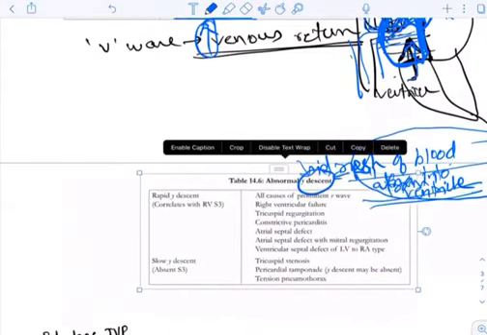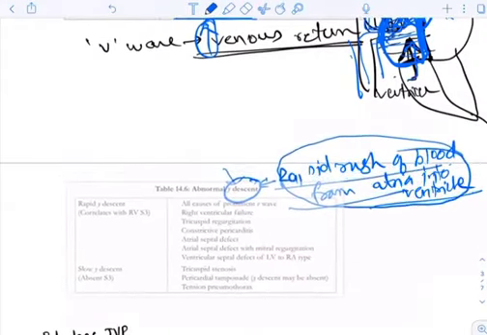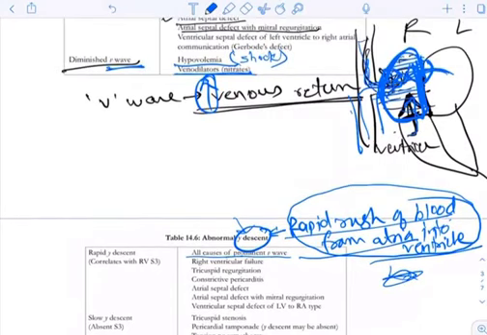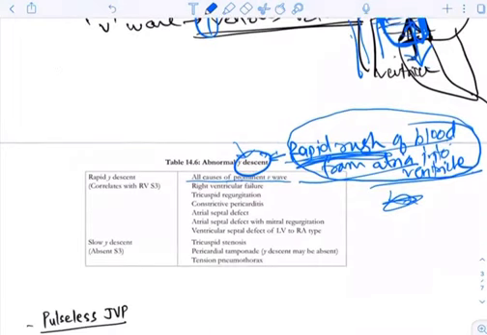Rapid Y descent means the Y descent will be very fast. In rapid Y descent, all the causes of prominent V wave apply. It means that whatever will increase the venous return will also cause rapid Y descent. That is so true, because if the blood volume here increases, the volume going into the ventricle also increases. So there will be a rapid rush of blood because of increased blood volume.